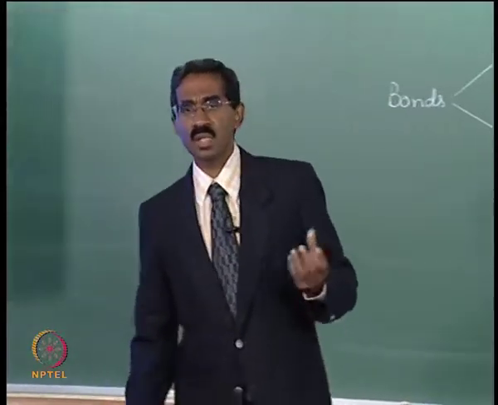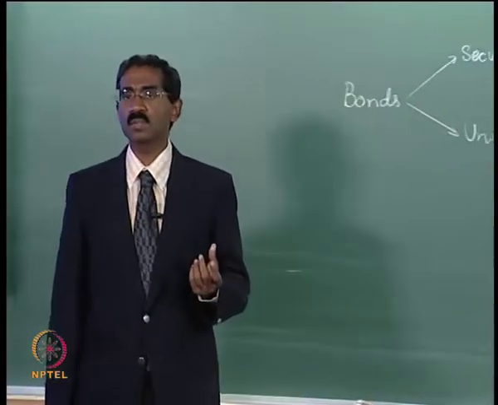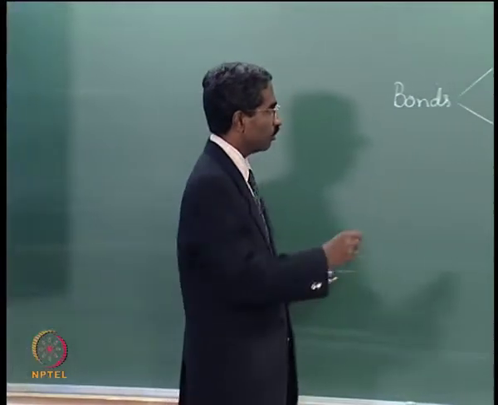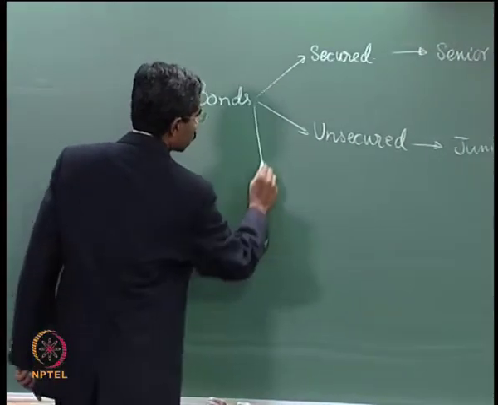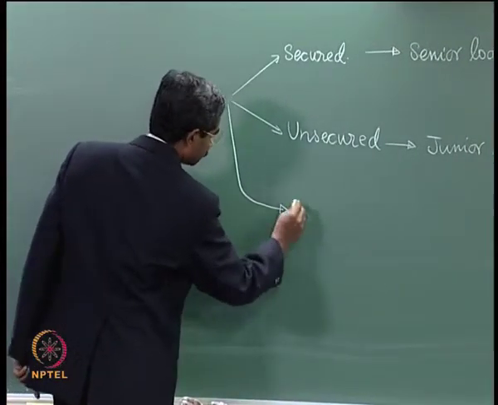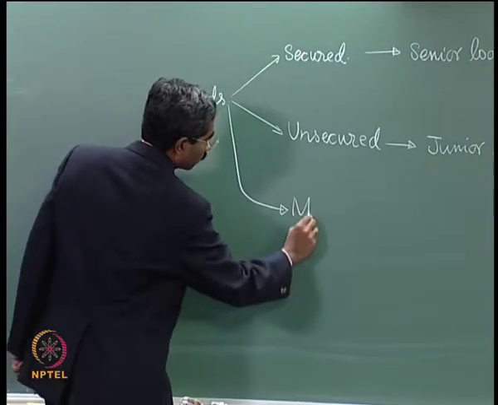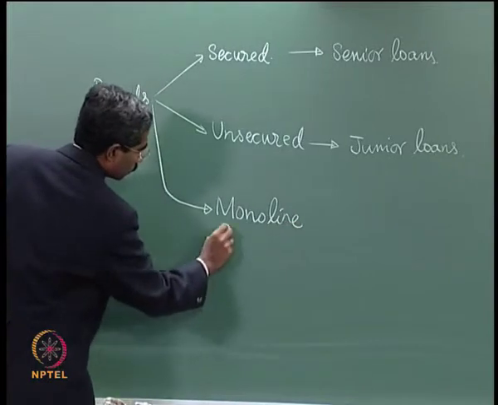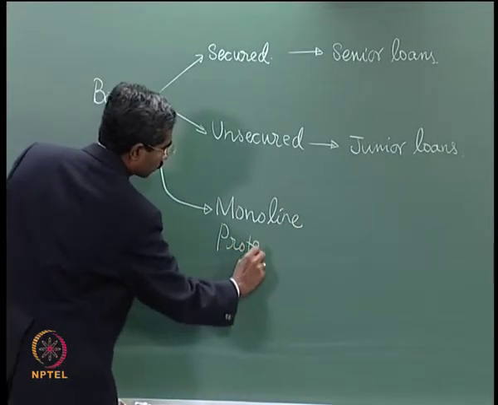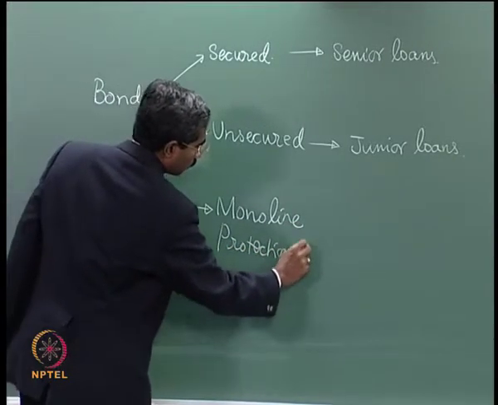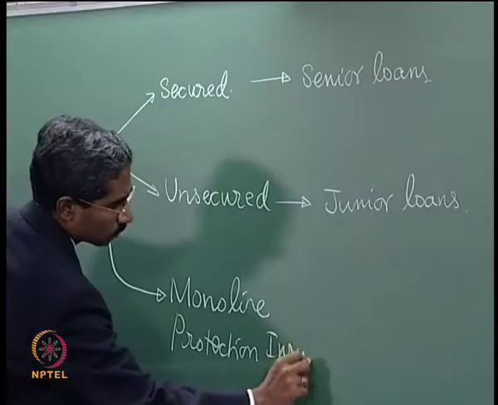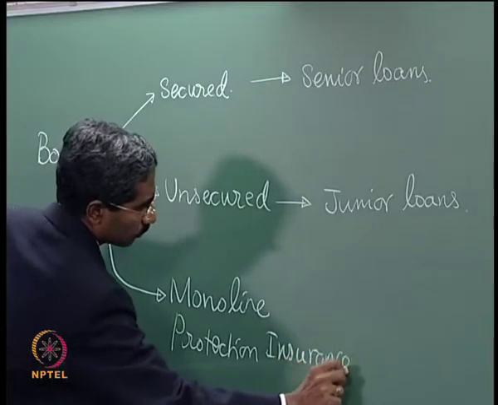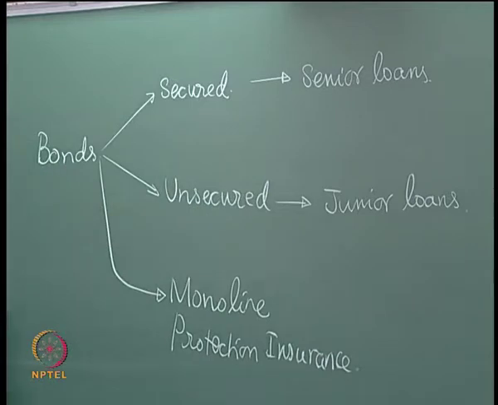This kind of insurance protection is provided by what are called financial insurers. Okay. So we have what is called monoline protection insurance. So this kind of insurance is provided by financial insurers.